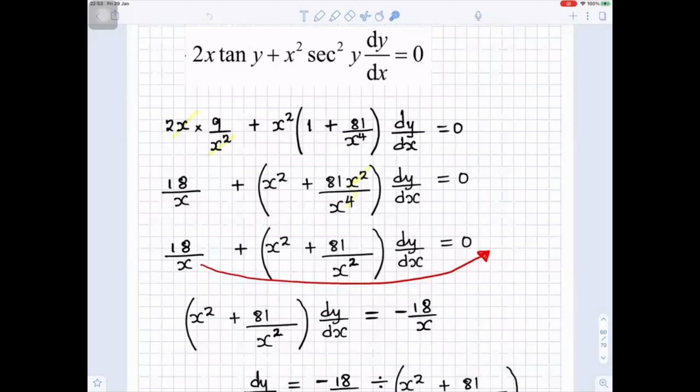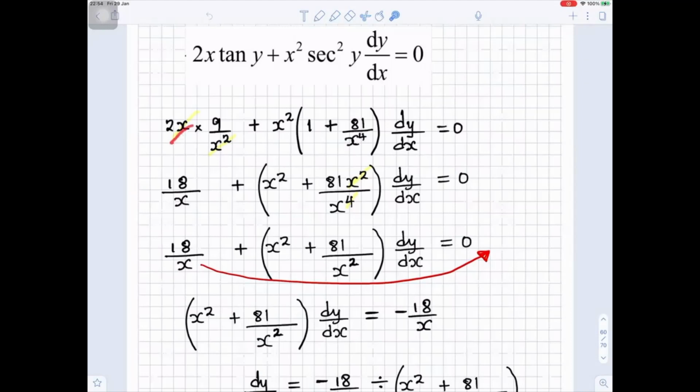So going now to our differential, the 2x stays the same. Tan y becomes 9 over x squared. x squared stays the same. Sec squared y now becomes 1 plus 81 over x to the 4. So sec squared y is replaced with 1 plus 81 over x to the 4. And dy over dx stays the same. The equals sign stays the same, and the 0 stays the same.